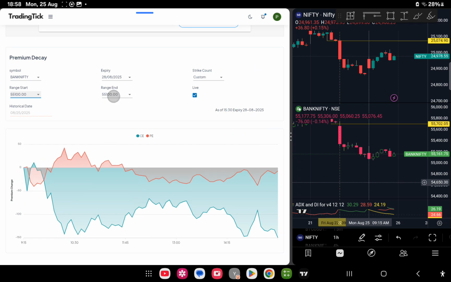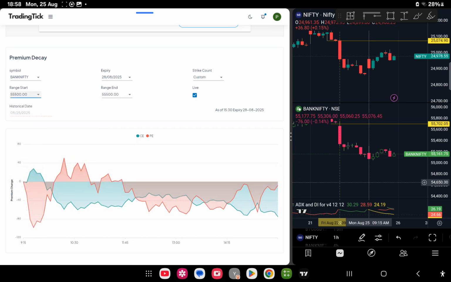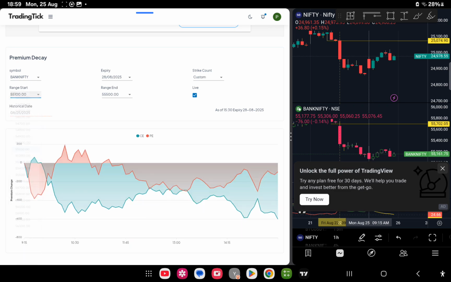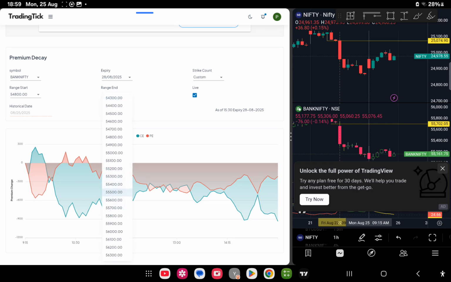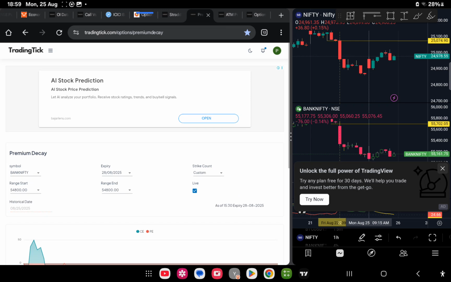Now we'll increase the strike to 56,000, which is a very strong resistance. Here also you could see buyers couldn't cope up, and from 11:40 you could see sellers are winning. Now we'll reduce to 54,000, and here also you could see from 9:50 itself the decay has started. Now we'll check for Nifty.